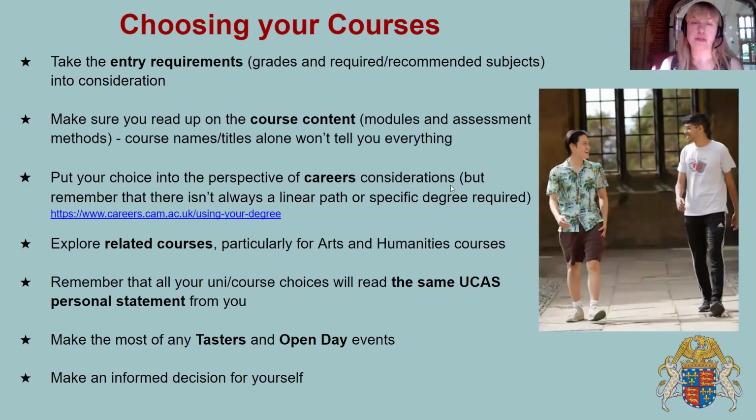Okay, next part of this session, choosing your course. These are some general guidance tips when you're thinking about making those up to 5 UCAS choices for your universities and your courses. These are some really good starting points. So take the entry requirements: at Cambridge, we have on our web pages typical minimum offer levels for our courses. As well as the grades, have a look at the required or essential and the recommended or desirable subjects, and really take those into consideration. So you're aiming for courses that are attainable for you.